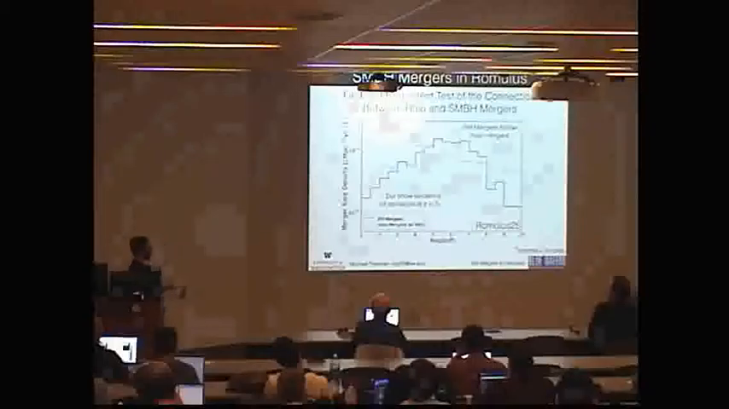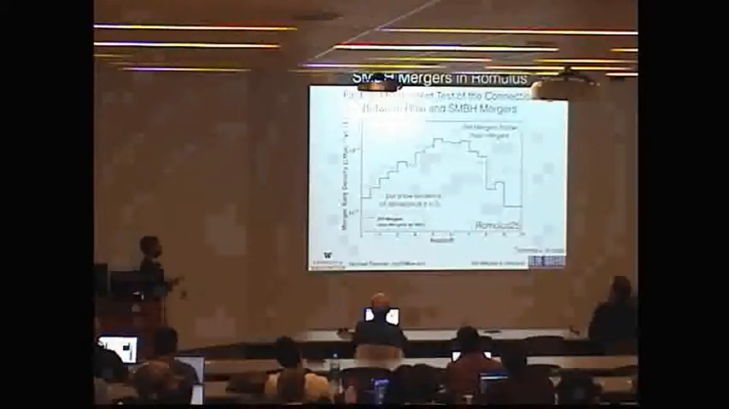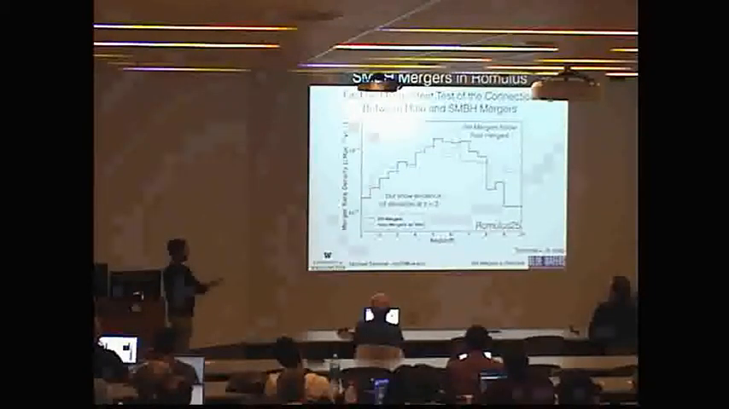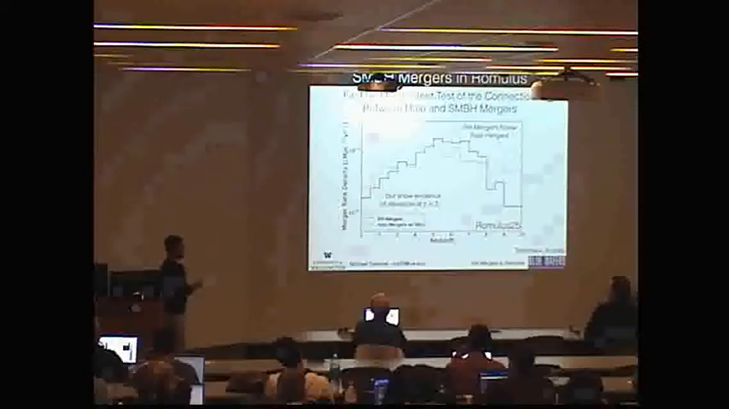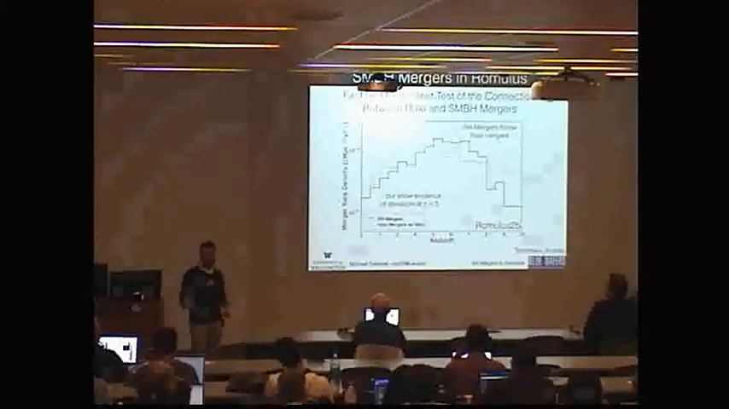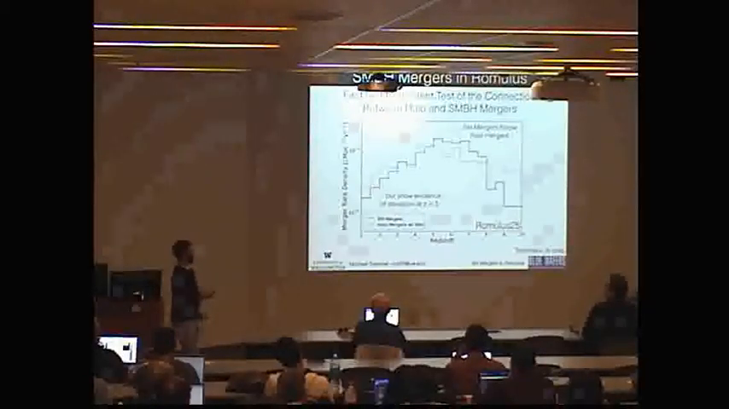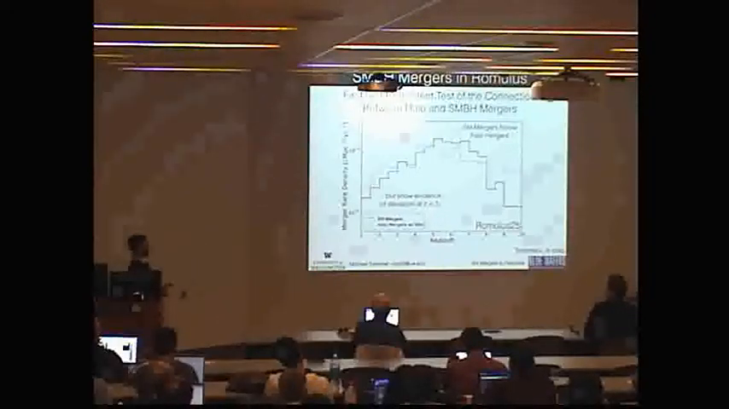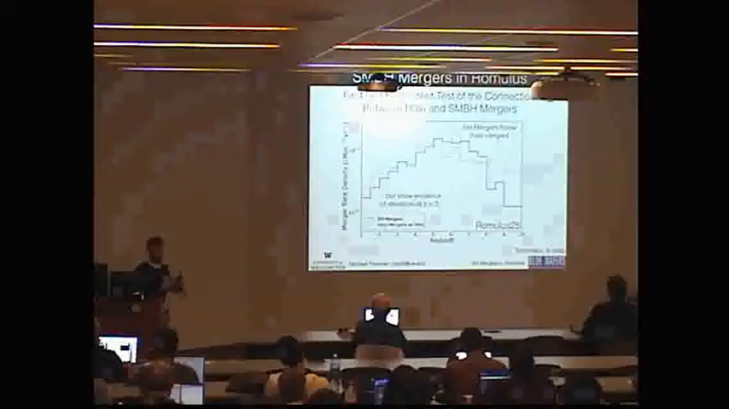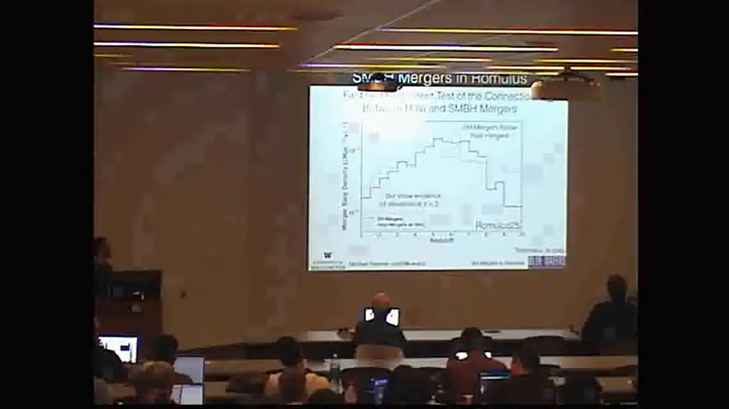And so here's the prediction of the model. In the black line from the Romulus 25 simulation, the rate of black hole mergers across time and the rate of halos merging that have black holes. I make that distinction because we don't assume every halo above a given mass does have a black hole. So this is just merger events that involve two black holes. And you see that across cosmic time, they follow each other pretty well, although at low redshift, there's evidence for slightly more halo mergers than black hole mergers.